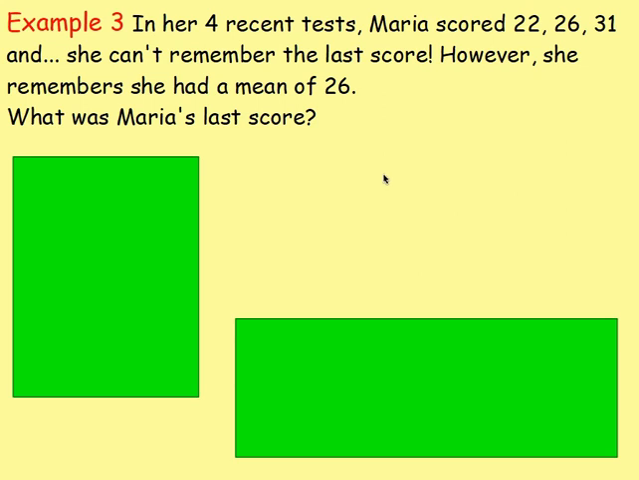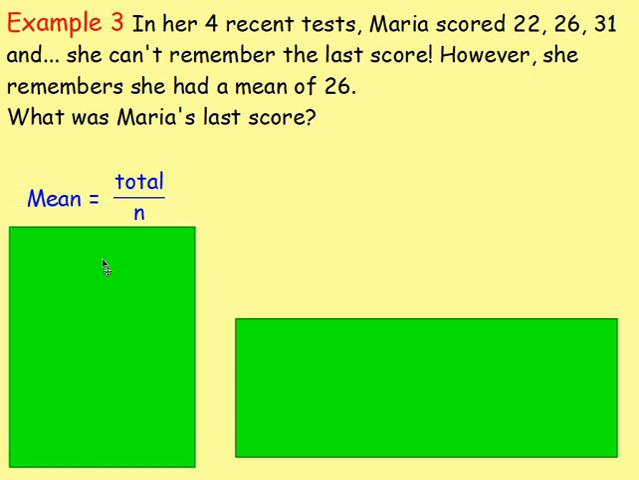You know this is to do with the mean, so the first thing you should be thinking in your head is the mean equals total divided by n. Brilliant. And from this, let's just start subbing in what we know. So the mean, do we know the mean? Yes, we do. We know that's 26. The total, do we know the total? No, we don't know the total. N is how many numbers we have, or how many tests Maria sat, and it's saying in her 4 recent tests. So we're dividing by 4.